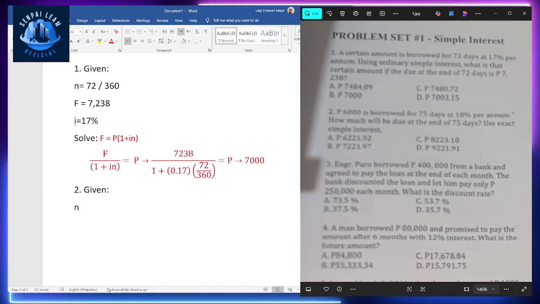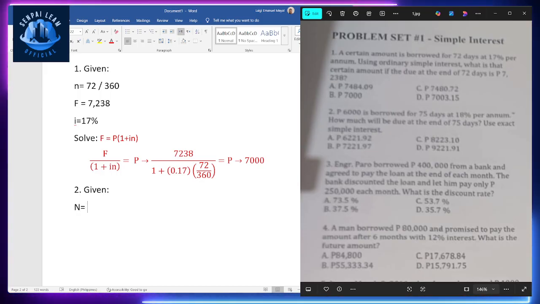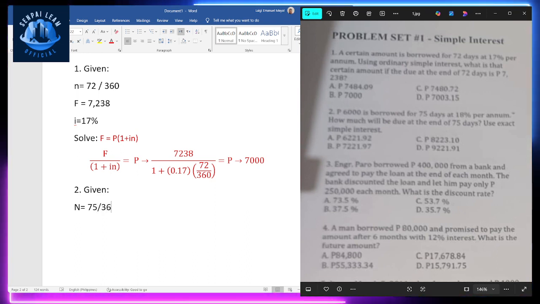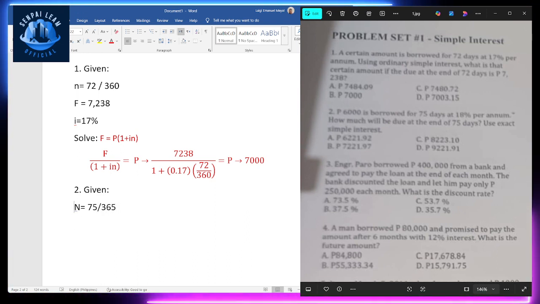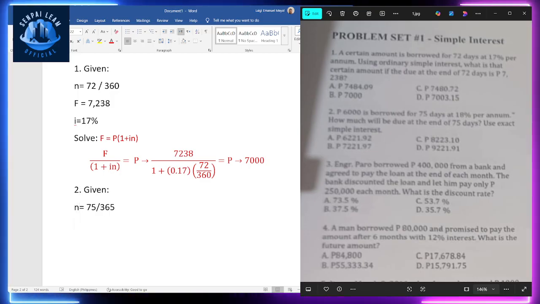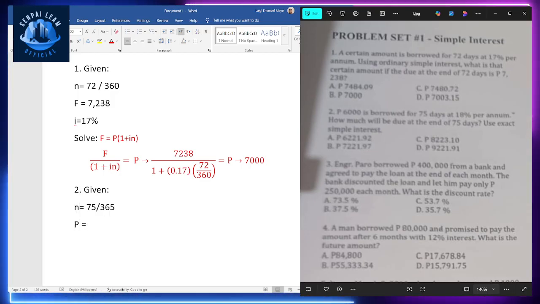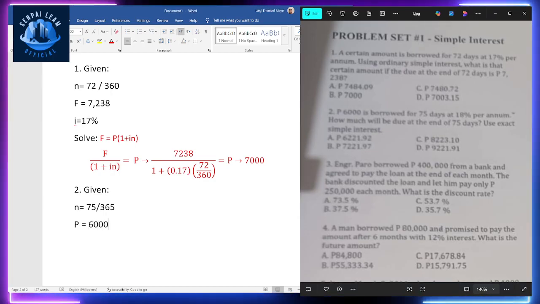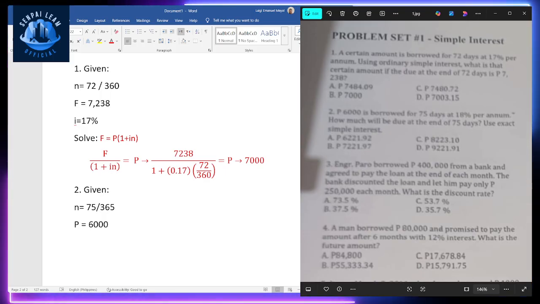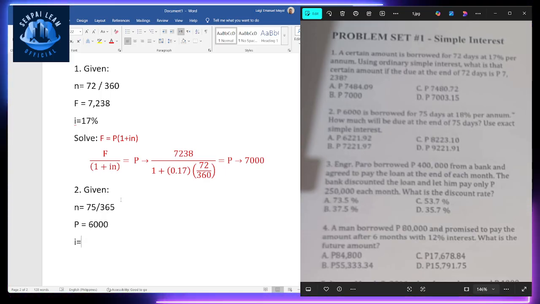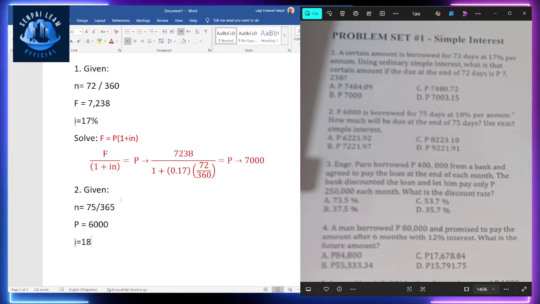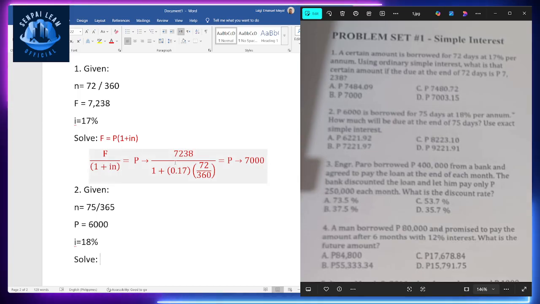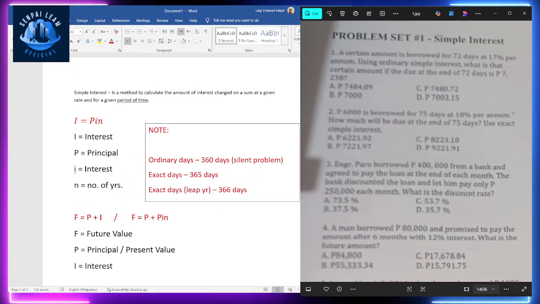Right now, we will be identifying the givens for number 2. n is 75 days over 365, since it is exact. Then our principal, since it's borrowed, is 6,000, and the interest rate is 18%.